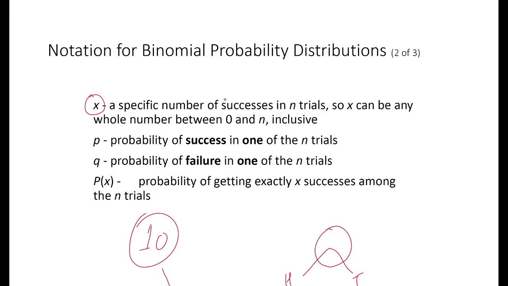P stands for the probability of success in 1 trial, so here getting a head is a success, and getting a tail is a failure. So the probability of getting a head is equal to half. So that's p.